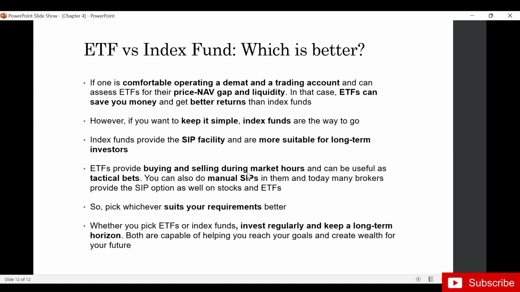Now, an important point to note here is that whether an investor chooses ETF or index fund, they should invest regularly and also keep a long term horizon, because both these options, ETF and index funds, can help you reach your goals and create wealth for yourself and your family over a long period of time.